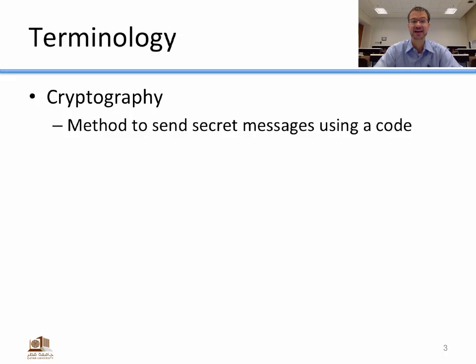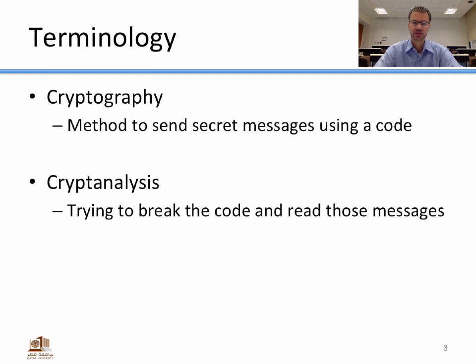So let's look at some terminology that we use. The word cryptography is a method to send secret messages using a code. The word cryptanalysis is where we try to break the code and read those messages. So these two words are paired together. Cryptography is where we're creating and deciphering the messages legitimately. Cryptanalysis is where we're trying to break the code in order to read those messages.